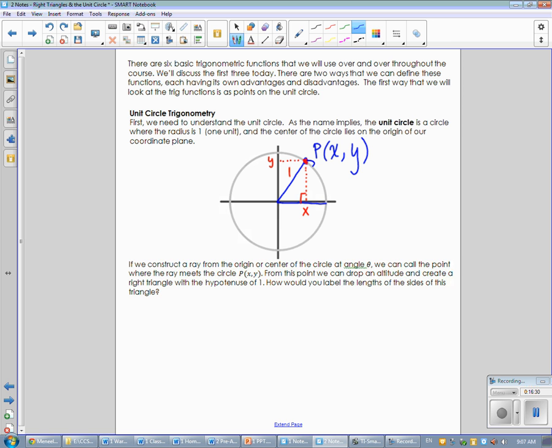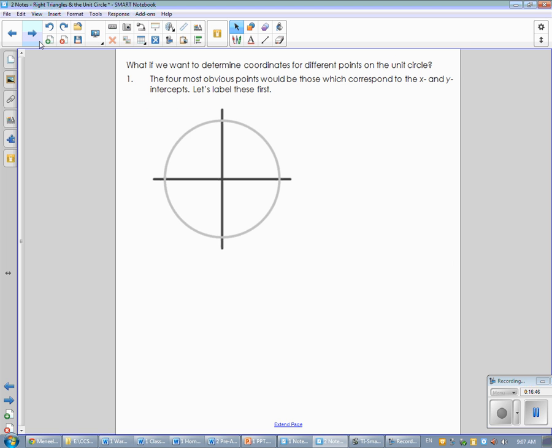So this side right here is actually going to correspond to the y value. And this side right here is actually going to correspond to the x value of this point on my unit circle. And that's going to be really helpful. So let's go ahead and start identifying some of the points from those common angles that we created. The 4 easiest ones to label are going to be our x and y intercepts.